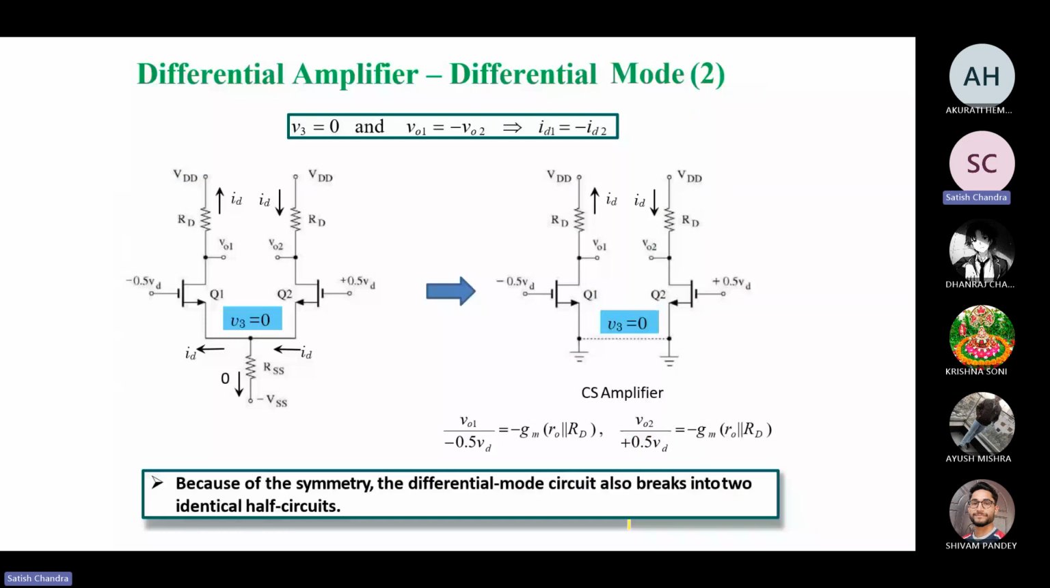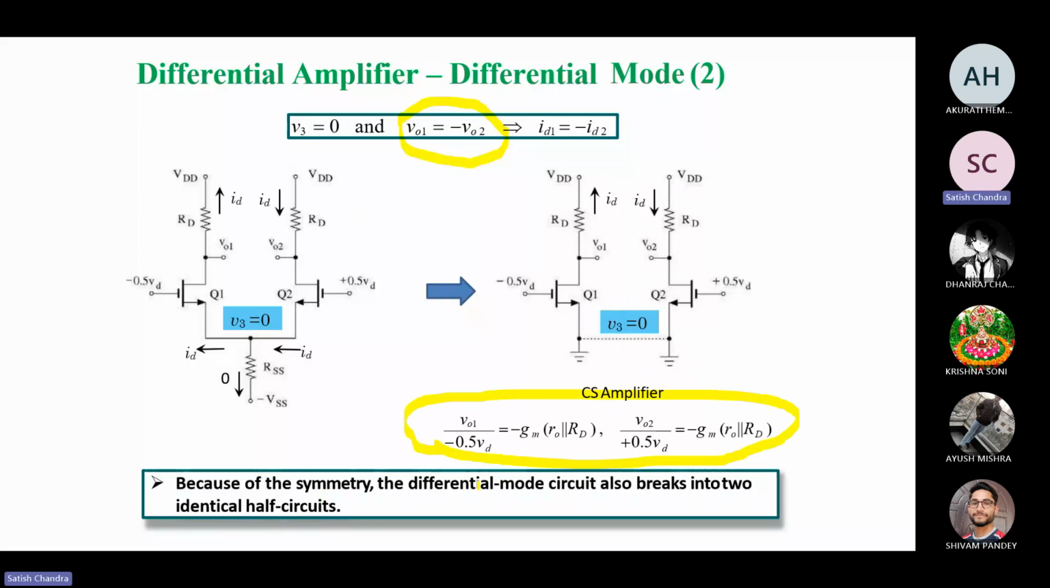Now, what happens when we directly take the output, and we are saying that V3 is 0? Then how are we going to steer apart for the case of the differential amplifier, differential mode? We can clip down this part rather than taking the RSS. In that case, we are going to attain the value of these ones.